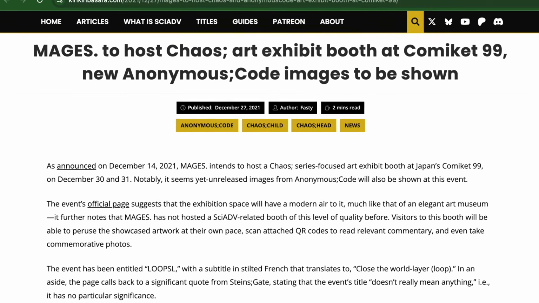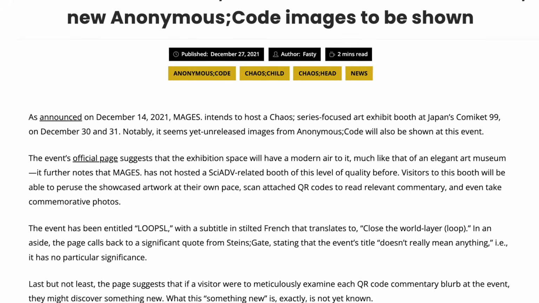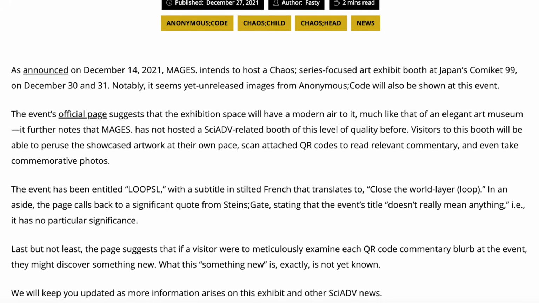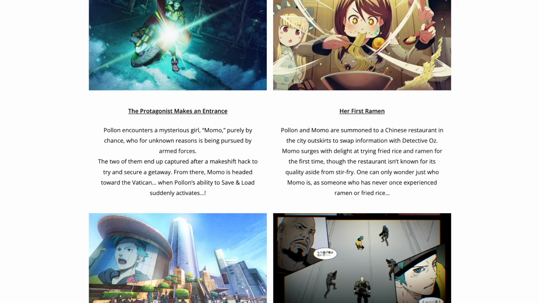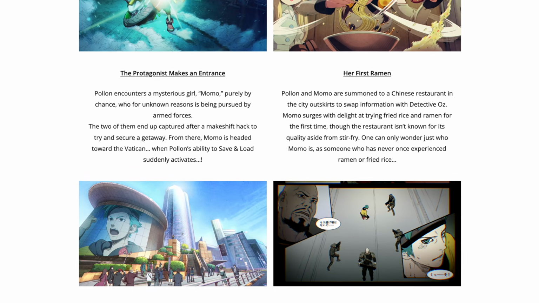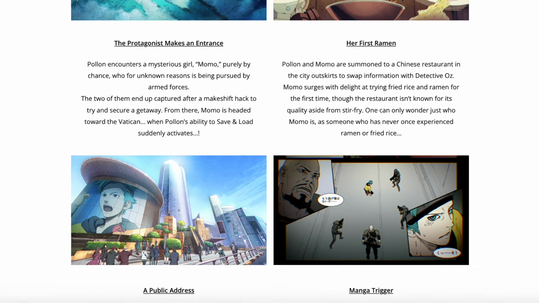But at the end of 2021 would come a pleasant surprise at Comiket 99, a reveal of in-game CGs for the very first time. At long last, it seemed the game's release was in sight.